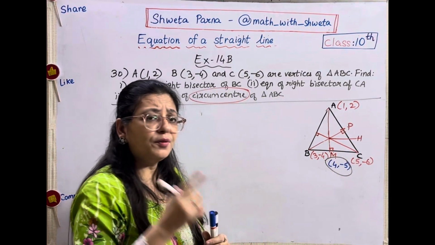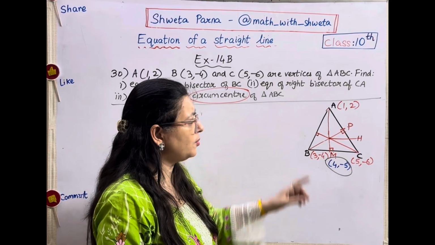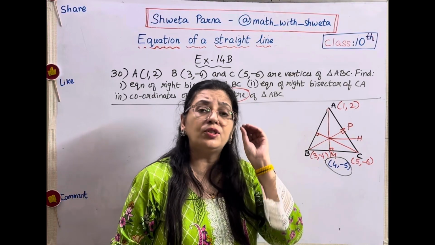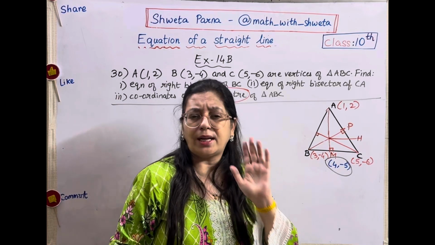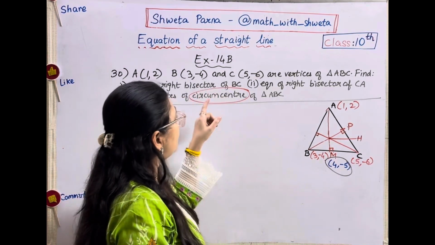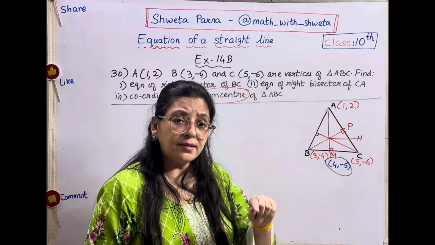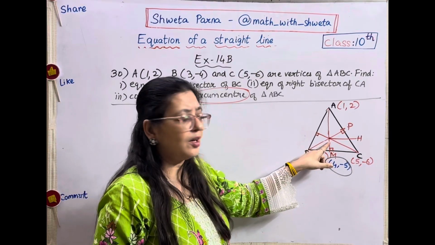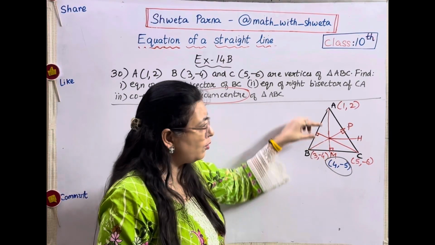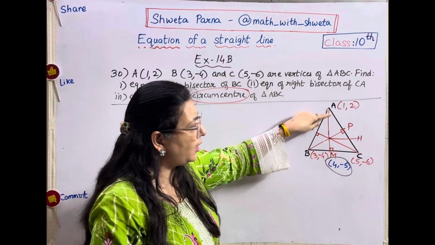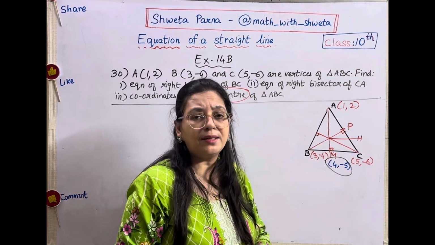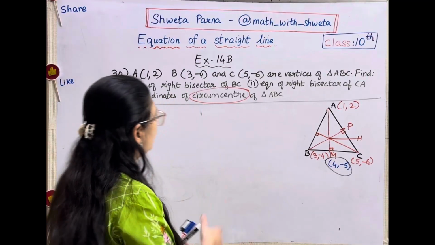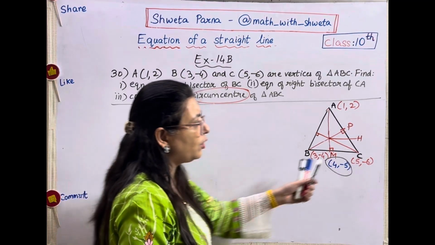Now what is the difference between orthocenter and circumcenter? Orthocenter is just the point of intersection of the perpendiculars, that means the altitudes. But circumcenter is the point of intersection of the perpendicular also and bisector also. It is the intersection of all the 3 perpendicular bisectors. Okay. So now you have to find the coordinates of H.